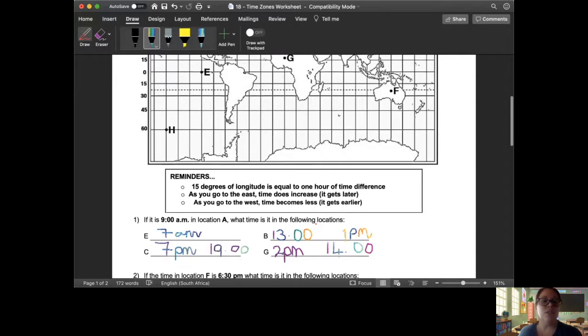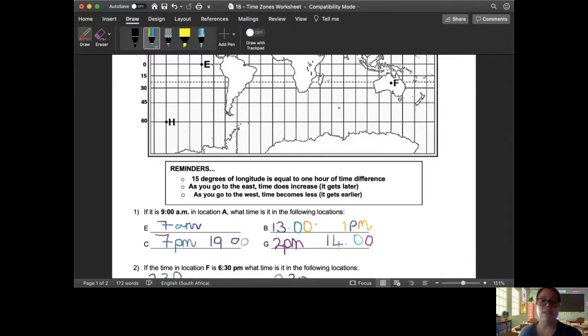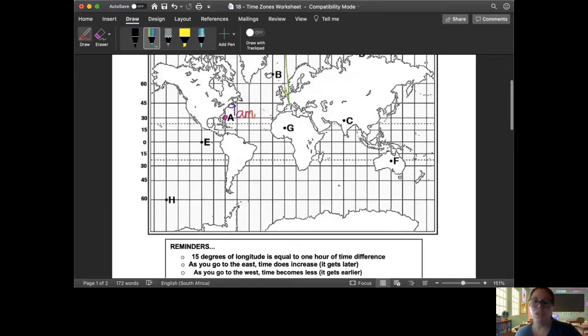Now we're also going to look at the next one, and it tells us that number 2, if the time in location F is 6:30 p.m., what time is it in the following locations? Now, 6:30 p.m., so we can write that in here. Just because it says 30 doesn't mean that how we do it is any different. So we still add a whole hour, or we minus a whole hour at the same time. We don't somehow suddenly change how we count it and count half hours or whatnot.